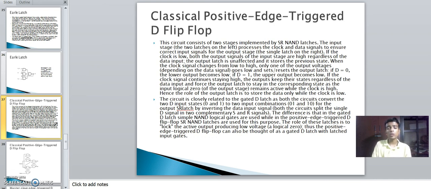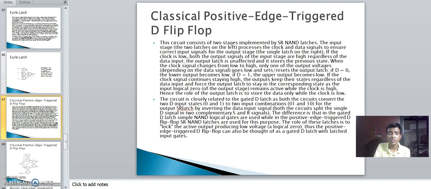The circuit is closely related to the gated D latch, as both circuits convert the 2 D input states 0 and 1 to 2 input combinations 0, 1 and 1, 0 for the output SR latch by inverting the data input signal. Both circuits split the D signal into 2 complementary S and R signals. The difference is that in the gated D latch, simple NAND logical gates are used, while in the positive edge triggered D flip-flop, SR NAND latches are used for this purpose. This is the difference between a gated D latch and an edge triggered D flip-flop.